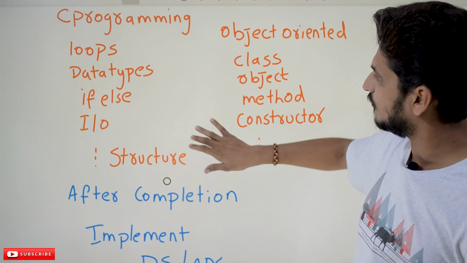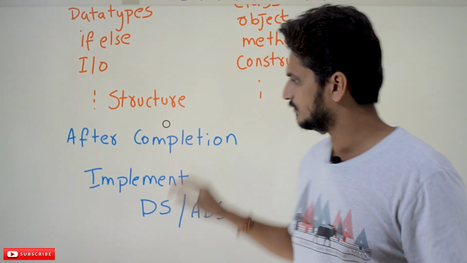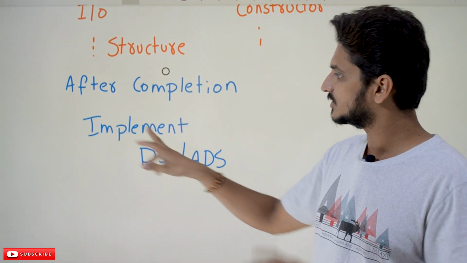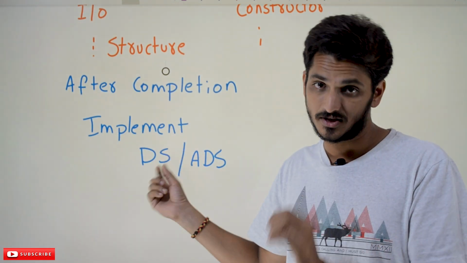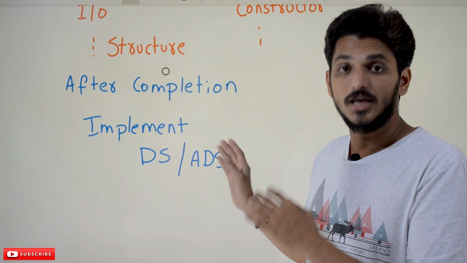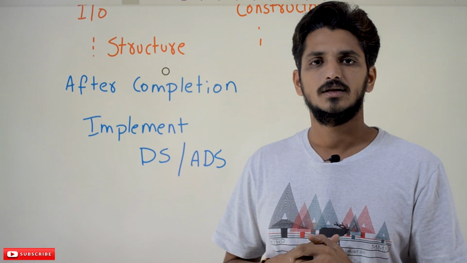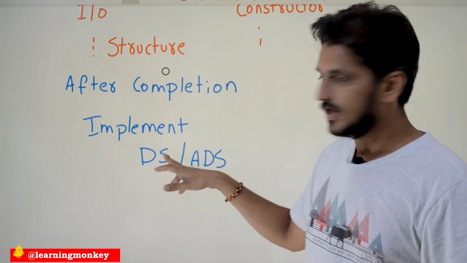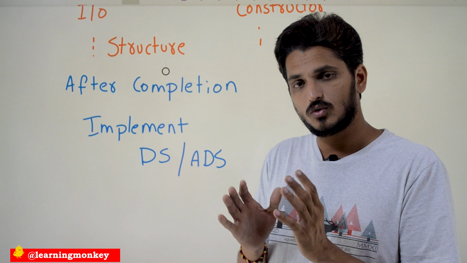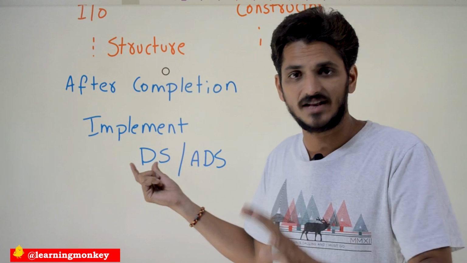Once you have completed the concepts of object-oriented programming, what do you have to do? After completion, start implementing data structures or advanced data structures using object-oriented programming. Why do you have to do that? If you want to go for service-based companies, start implementing data structures. That is enough.